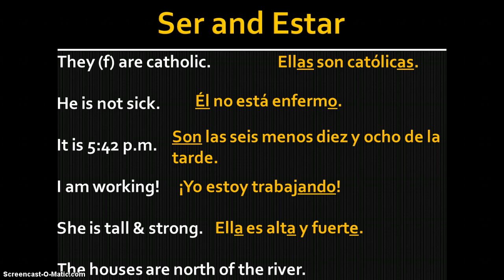And the last one, the houses are north of the river, is a description of its location. So that's temporary, and so you're going to use estar. So las casas están al norte del río.